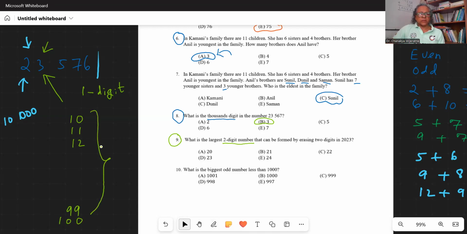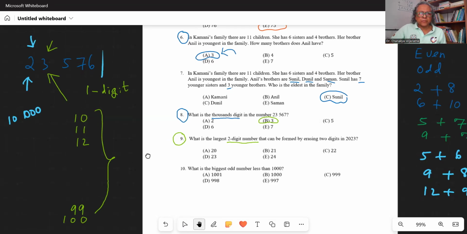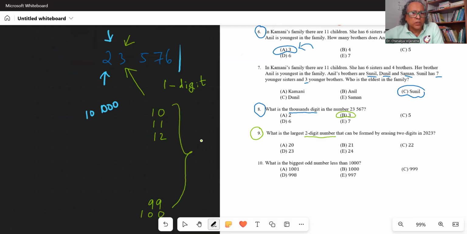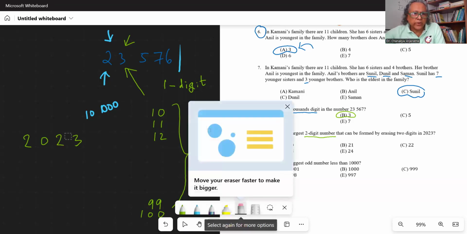Well, think about it, right? Now, what is the largest 2-digit number that can be formed by erasing 2 digits in 2023? So let's do it. 2023. You can erase any 2 digits, right? So if you erase 2 and 3, you get 20.